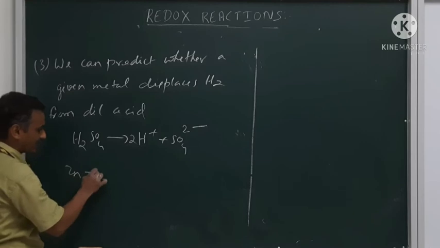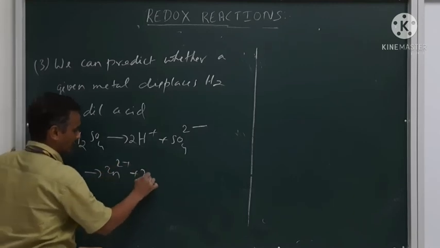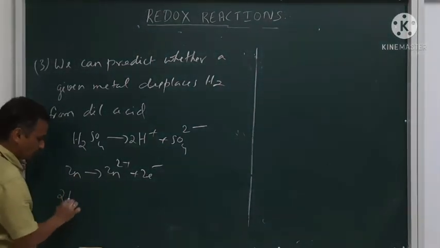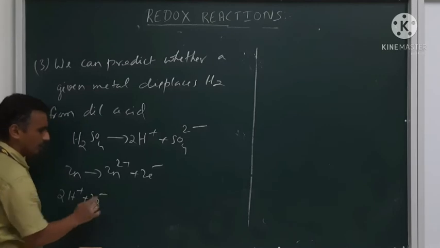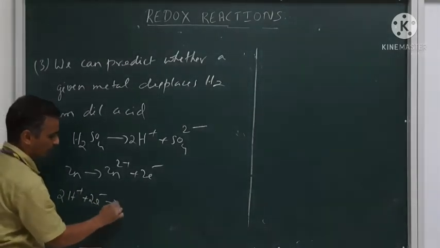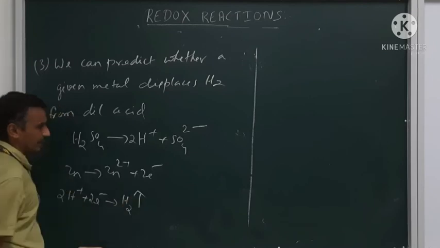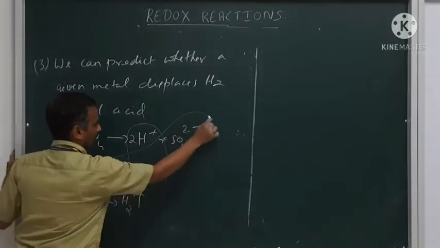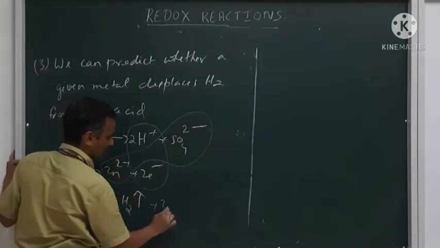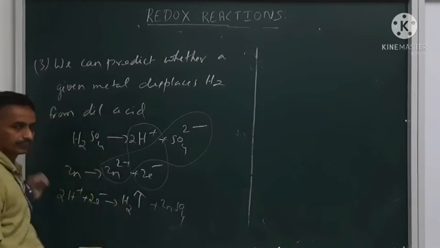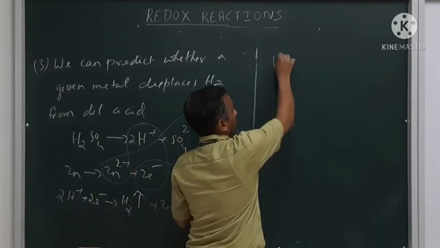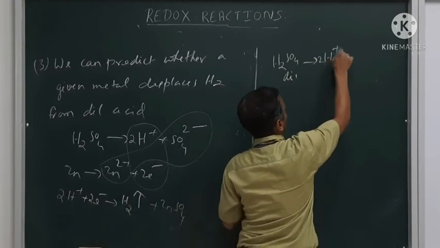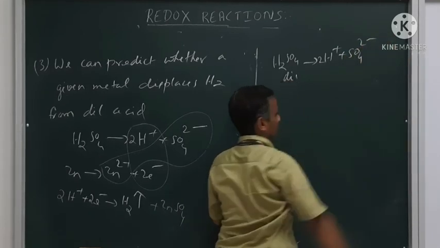Now, zinc has a tendency to give Zn2 plus 2 electrons because it undergoes oxidation. So you see, 2H plus needs 2 electrons and it can get them from zinc, so hydrogen gas gets liberated. The other product will be zinc sulfate. Dilute sulfuric acid only gives 2H plus and SO4 2-.